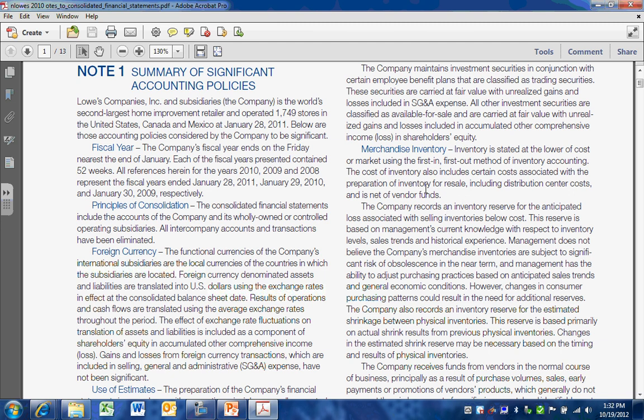When you value inventory, as you remember from your principles class, you have the choice of LIFO, FIFO, or weighted average. In addition, GAAP requires that the valuation be at the lower of the cost or market. So in this little paragraph, Lowe's summarizes how they record or measure the valuation of inventory. And it tells us that it's stated at the lower of cost or market using a first in, first out method, or FIFO method of accounting.